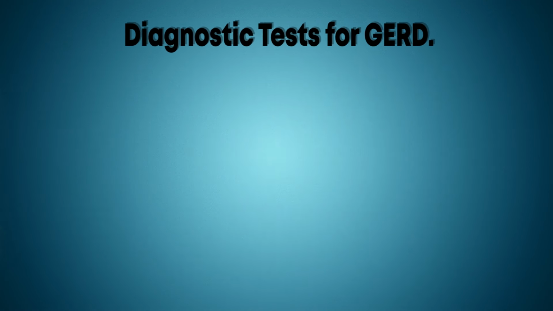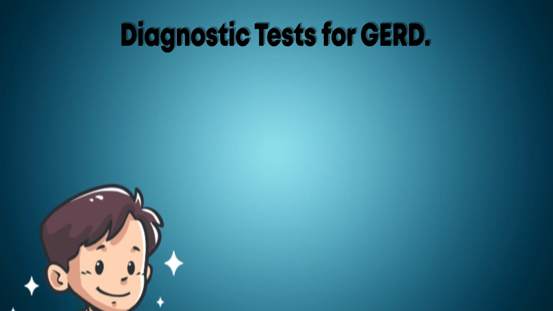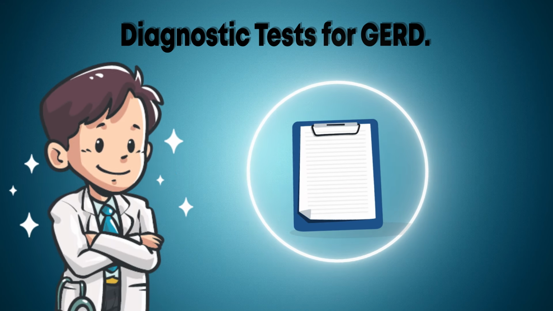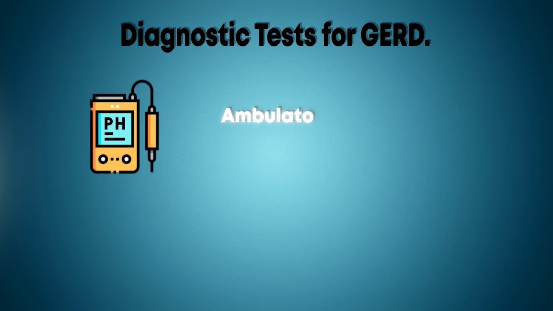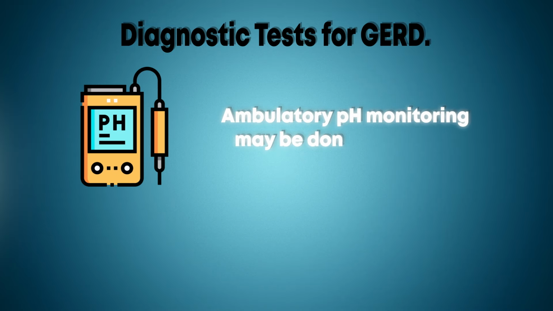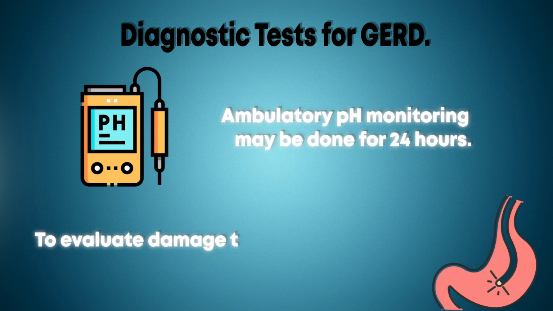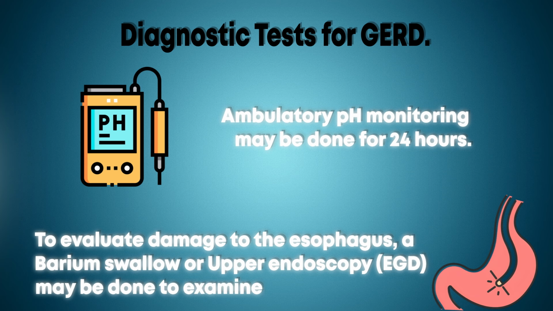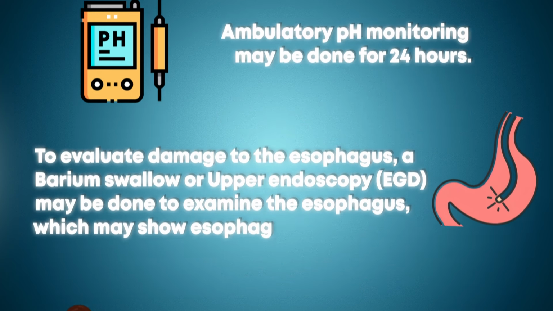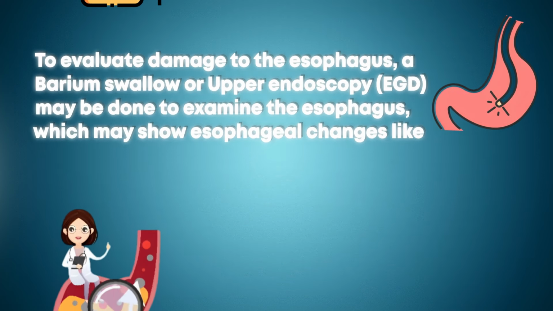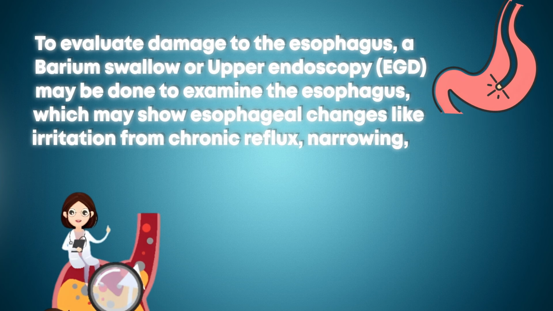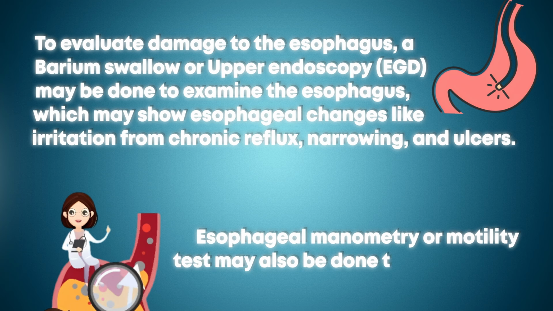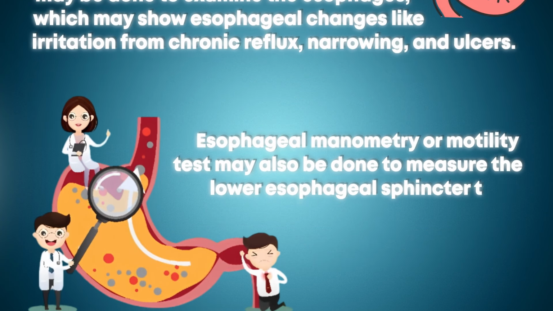Diagnostic tests for GERD. Gastroesophageal reflux disease may be diagnosed based on a careful evaluation of patient history to rule out other possible causes. Ambulatory pH monitoring may be done for 24 hours to evaluate damage to the esophagus. A barium swallow or upper endoscopy, EGD, may be done to examine the esophagus, which may show esophageal changes like irritation from chronic reflux, narrowing, and ulcers. Esophageal manometry or motility test may also be done to measure the lower esophageal sphincter tone.